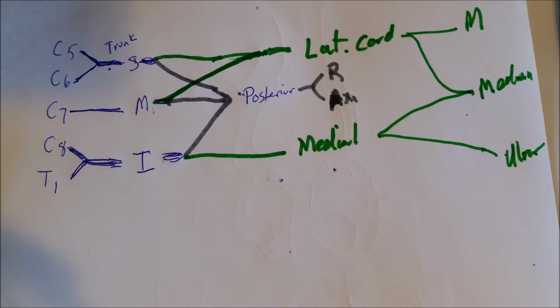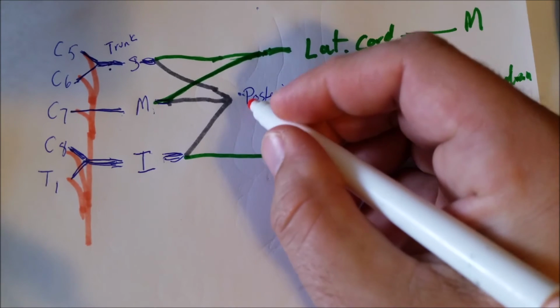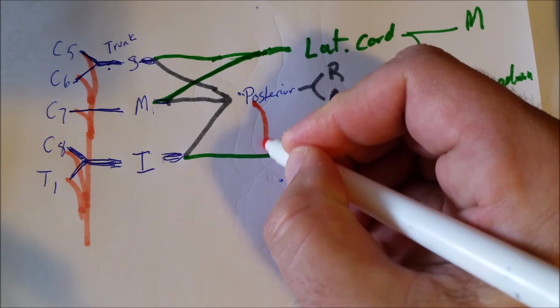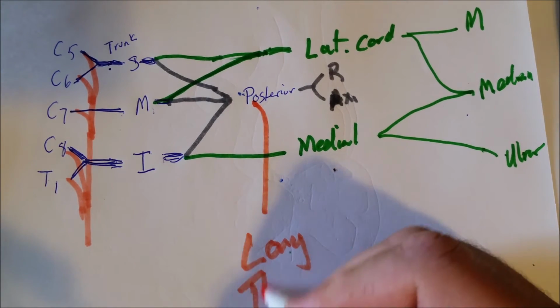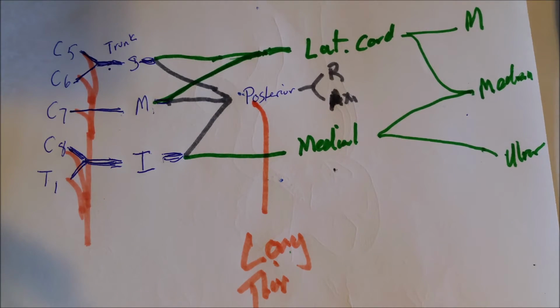Now, there are a lot of other nerves that you can have come off of here. You have the lateral pectoral nerves, you have the subscapular nerves. Off the posterior cord, you have one nerve that comes off, which is called your long thoracic. And it's important because it innervates the serratus anterior, and if it's damaged, you can end up having a winged scapular syndrome.